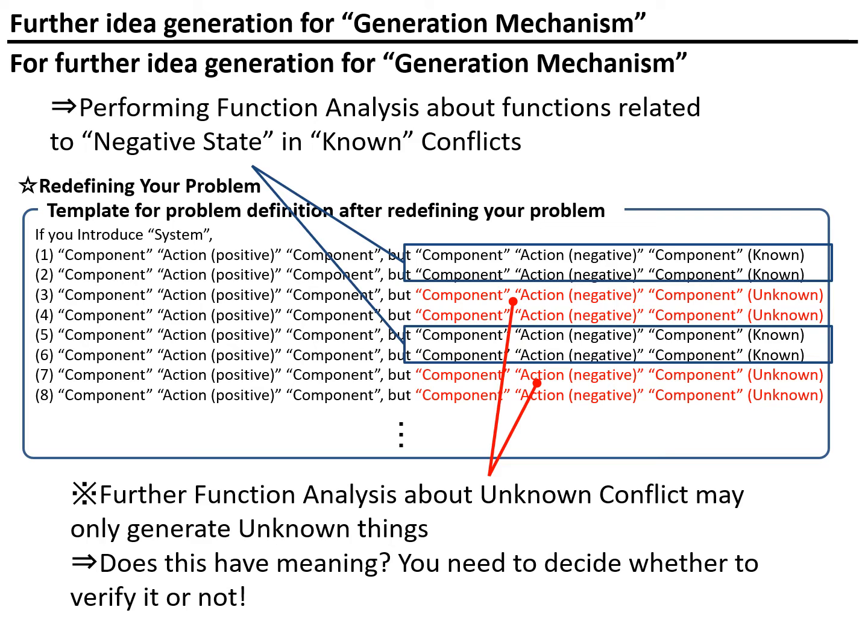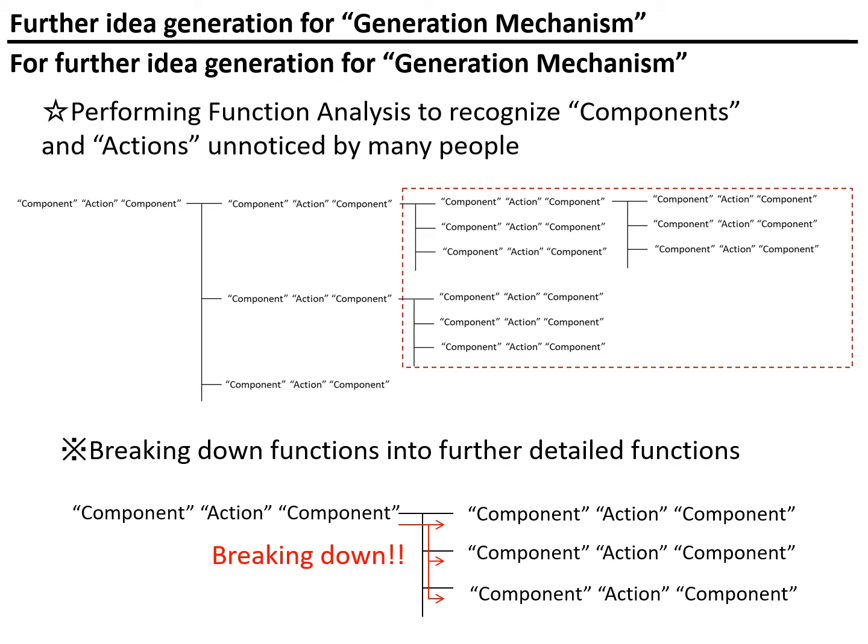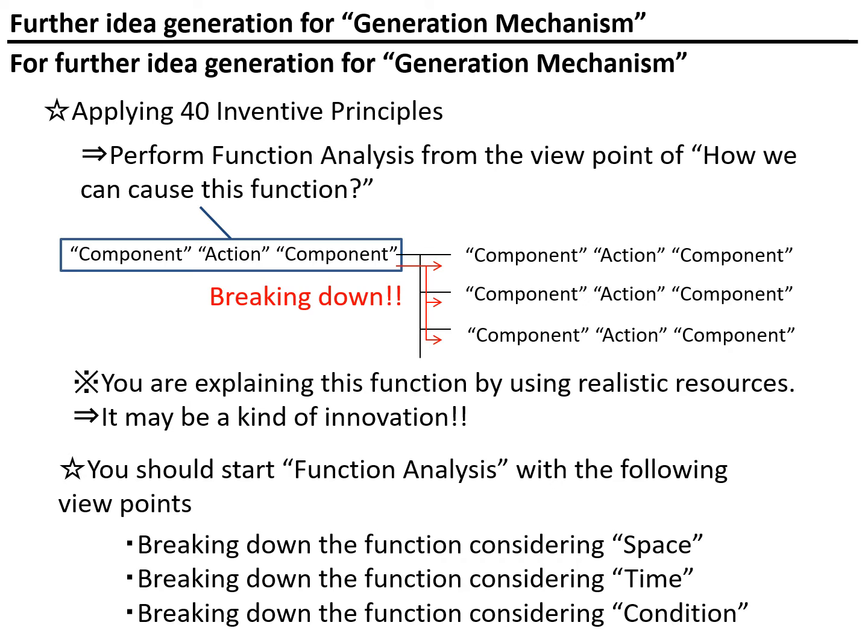I'm not sure whether this has any meaning or not, but of course, about this point, you need to decide by yourself whether you think you need to verify it or not. Then how to perform the function analysis to recognize components and actions unnoticed by many people. What this means is you need to break down functions into further detailed functions as shown in this figure. Then you may get a new viewpoint by applying the 40 inventive principles for each of the functions.